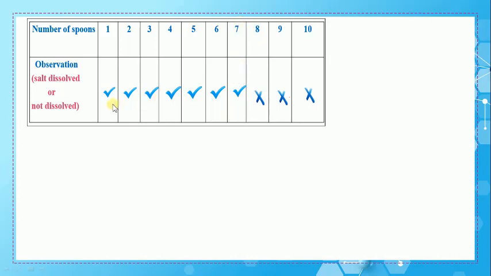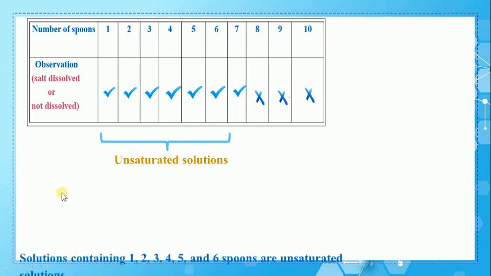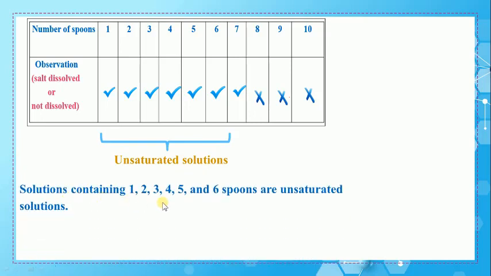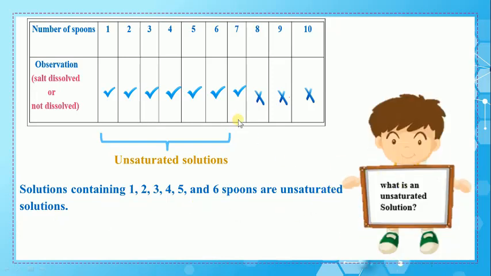But what do we call solutions 1, 2, 3, 4, 5, and 6? They are called unsaturated solutions. Solutions containing 1, 2, 3, 4, 5, and 6 spoons are unsaturated solutions. But what is an unsaturated solution? Let's refer to the table to answer this question together. Observe these 6 solutions. Can they dissolve more amount of salt? Let's take an example. Solution 3 is an unsaturated solution.